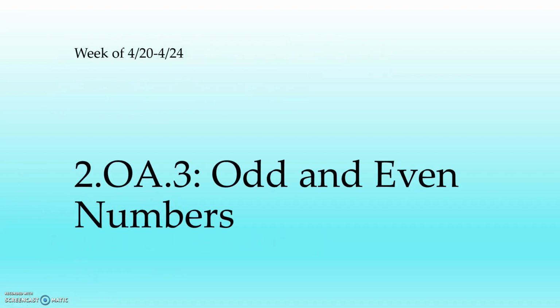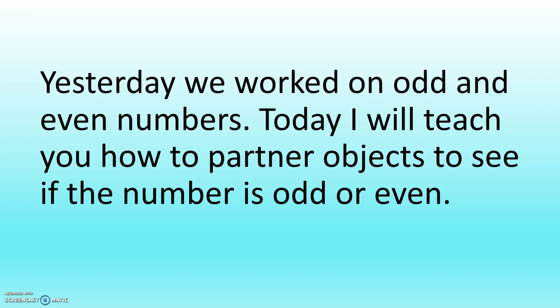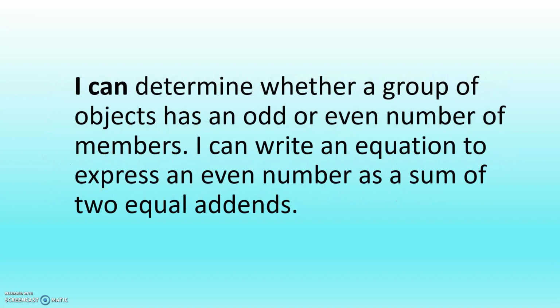We're working on standard OA3, odd and even numbers. Yesterday we worked on odd and even numbers. Today I'm going to teach you how to partner objects to see if the number is odd or even. Our I can statement is, I can determine whether a group of objects has an odd or even number of members, and I can write an equation to express an even number as a sum of two equal addends.